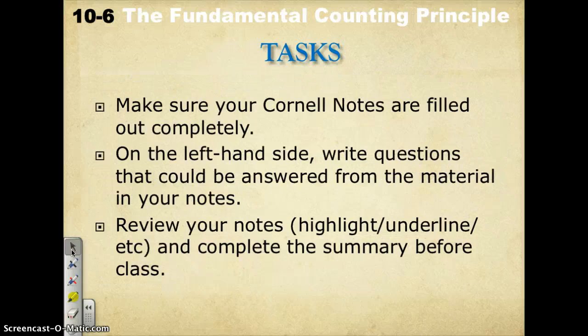Make sure your notes are filled out completely. On the left-hand side, write questions that could be answered from the material in your notes. Review your notes and get your summary done when you're finished.